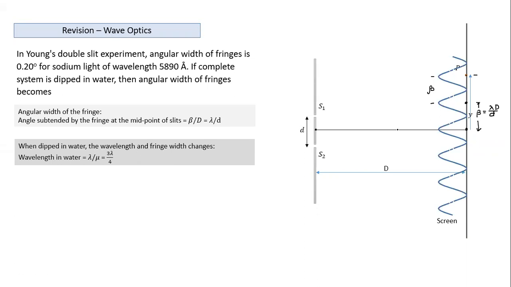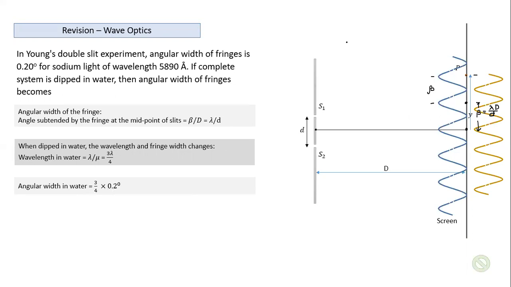So when we immerse in water, the wavelength becomes 3/4, and hence the fringes appearing like this, the fringe width also will become smaller. The fringe width also will change. So what will the angular width be? The angular width in water is proportional to lambda. If lambda becomes 3/4, the angular width in water also becomes 3/4 of the initial angle, and it is very simple. We can easily get that number. That's the first question.